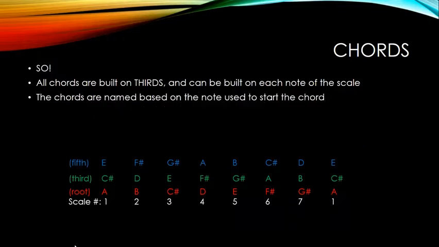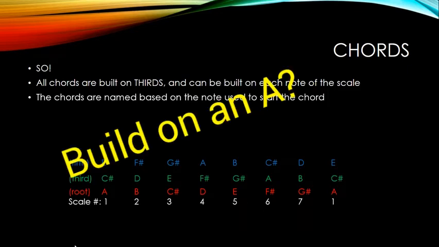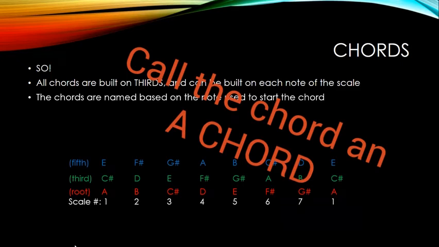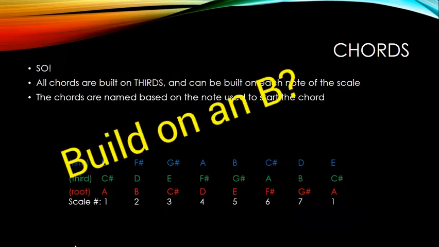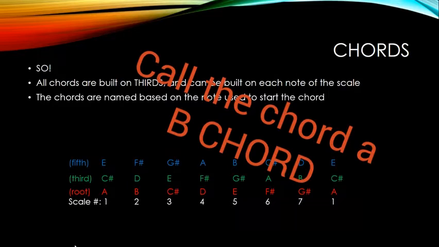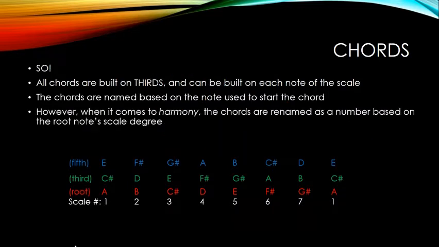The chords can be named based on the note used to start the chord. So in other words, the root note. A chord built on an A is called an A chord. A chord built on B is called a B chord. So on and so forth.